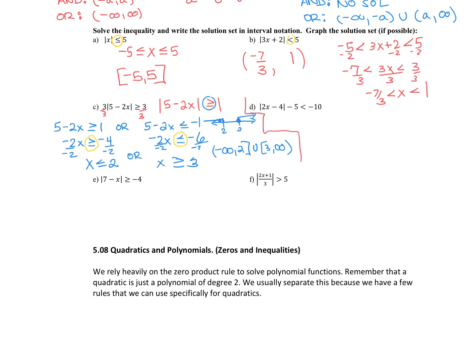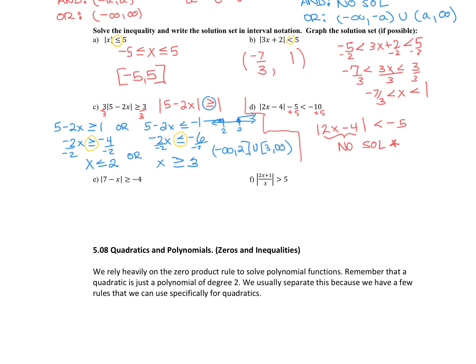Take a look at D. Here we're going to isolate our absolute value, so we're going to add 5. The absolute value of 2x minus 4 is less than negative 5. An absolute value, which always has to be a positive value, cannot be less than a negative value, so this has no solution. You do have to keep your eyes out for this, because if you just follow the process blindly, you're going to get an answer that doesn't work.